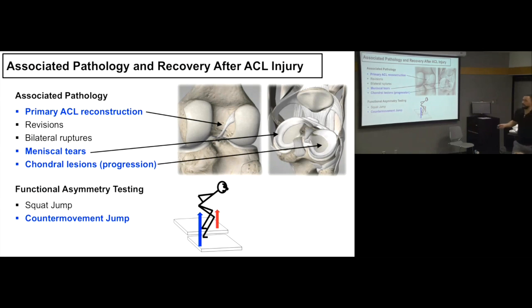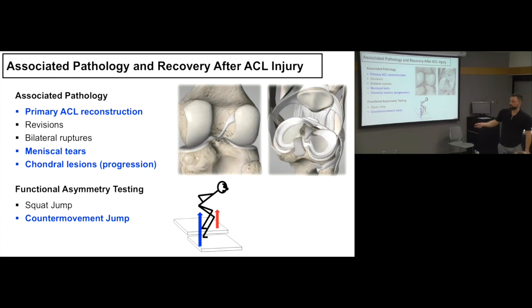And then we're going to look at chondral lesions and also the progression in chondral lesions, and I'll explain how we did that. But the chondral lesions are graded from 1 to 4, with 4 being the most severe, exposed bone, and obviously the most severe on that spectrum. We also did functional asymmetry testing, and I'm not going to present the squat jump data. I'll just focus on the counter movement jump data for the presentation.